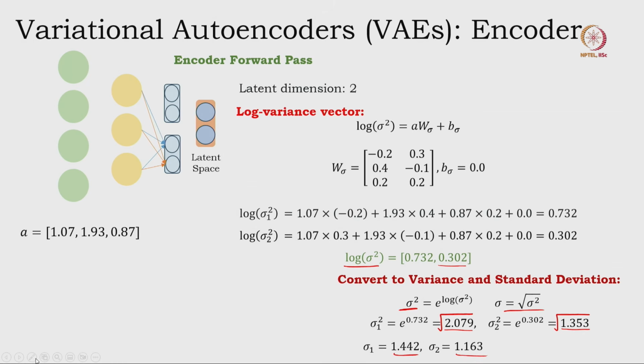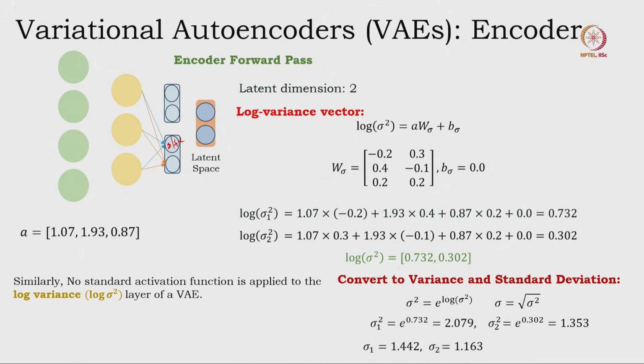What did we do? We have now calculated the mean and the log variance. From the log variance we have converted into variance and the standard deviation. Once again, the concept remains the same. Just because we have obtained a summation, are we using an activation function? The answer is no. Here, no standard activation function is applied to this log variance layer of the VAE. Once again it remains the same. We do not want to reduce the values. Whatever value we have obtained, we want to retain as it is. So, no activation function is being applied.